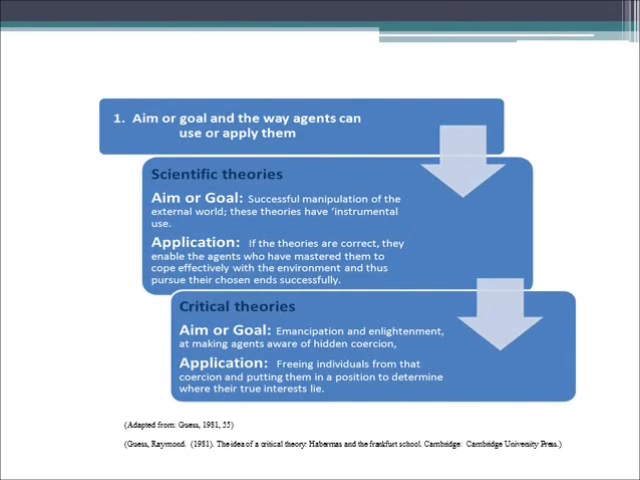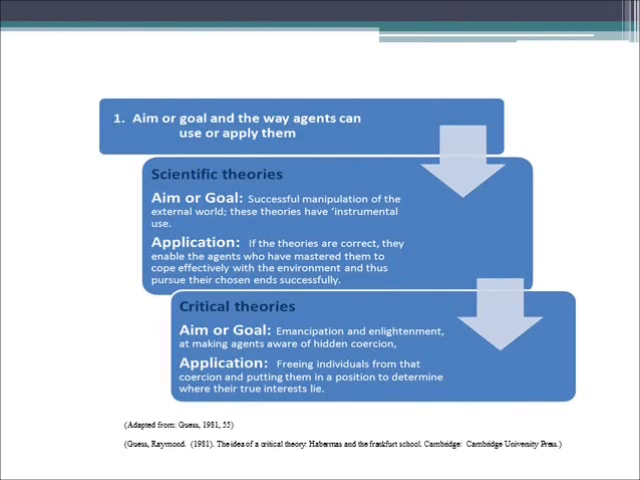In the figure, we can see how members of the Frankfurt School themselves distinguish critical theory from scientific theories by the aim or goal and the way agents can use to apply them. In scientific theories, the aim is to produce successful manipulation of the external world. These theories have instrumental use. And the application of this is, if the theories are correct, they enable the agents who have mastered them to cope effectively with the environment and thus pursue their chosen ends successfully.